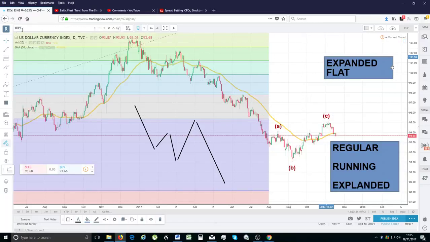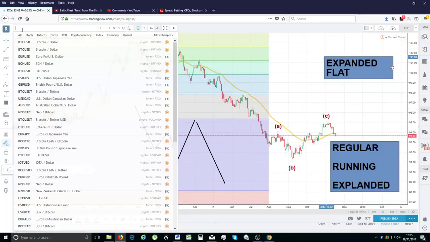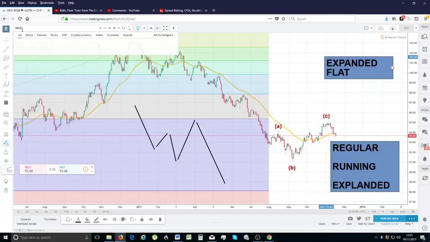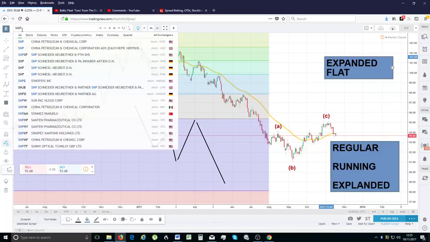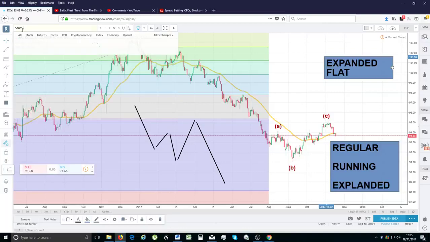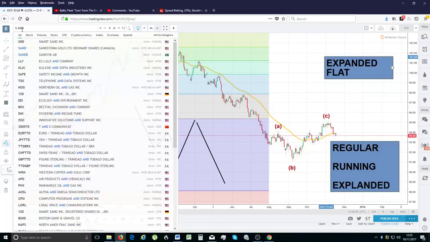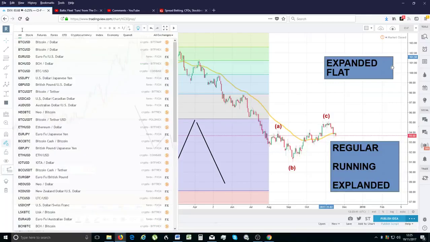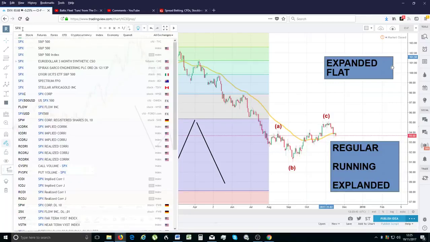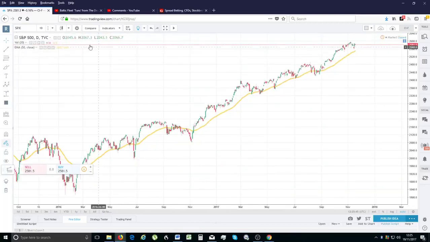So let me just go to the S&P. Let me find the S&P just to show you a great example of an expanded flat, which you would never have known about really. What's the S&P? Is it SPX? Yes, it's SPX, isn't it? This is absolutely fascinating.